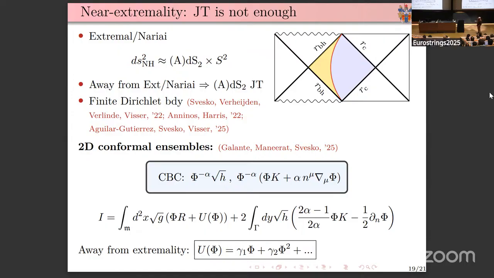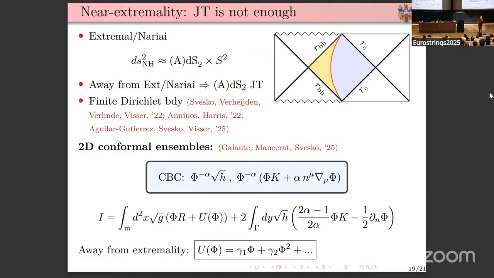And by now, it's essentially common lore that deviations away from extremality are captured effectively by a 2D dilaton theory of gravity, either AdS2 JT or de Sitter 2 JT gravity. And you can put in finite Dirichlet boundaries, for example, to explore the quasi-local thermodynamics of these systems. And that was one of the things that we looked at. Now, we can play the same game, but let's investigate the conformal thermodynamics of these near extremal black holes.